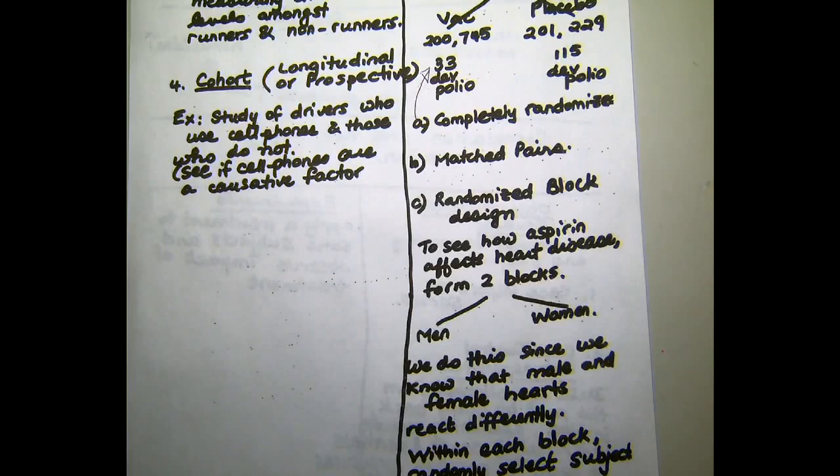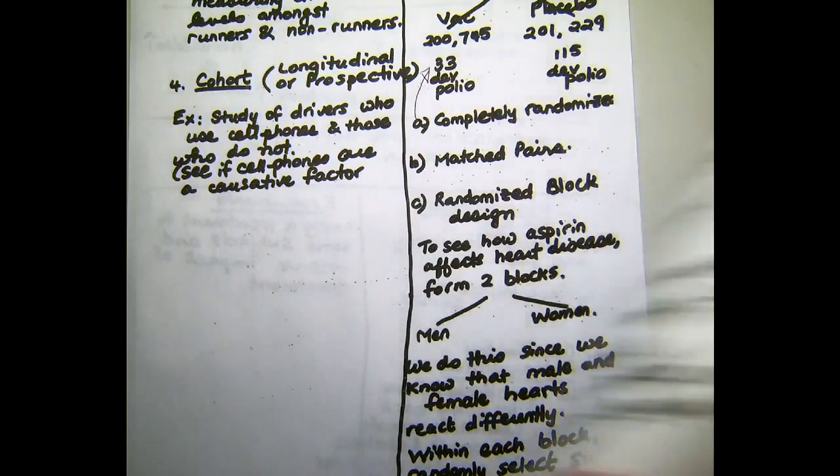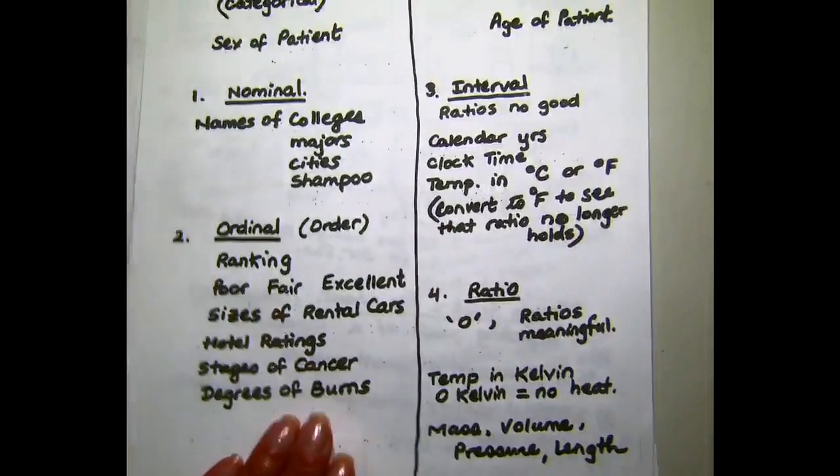Okay, let's see what else we have to mention in conjunction with experiments. Matched pairs we did, cohort we did. I think we're done with that. I think we're done with experiments versus observational studies. We can move on. Let's go to the next page, page 3.